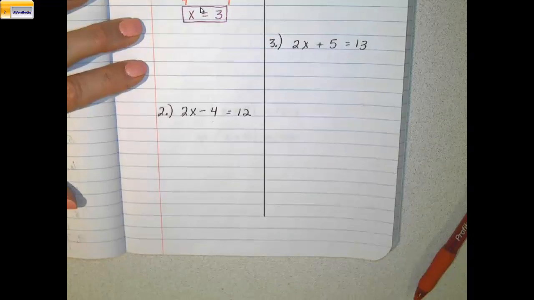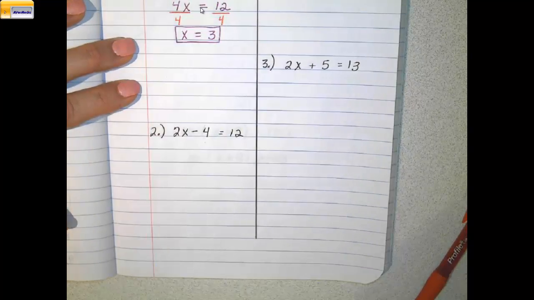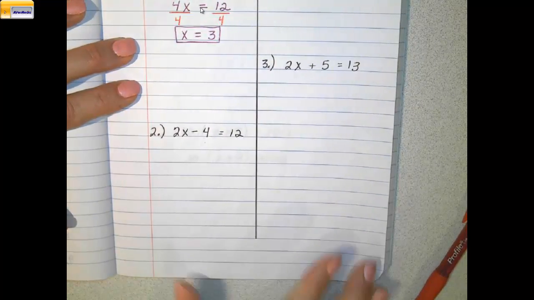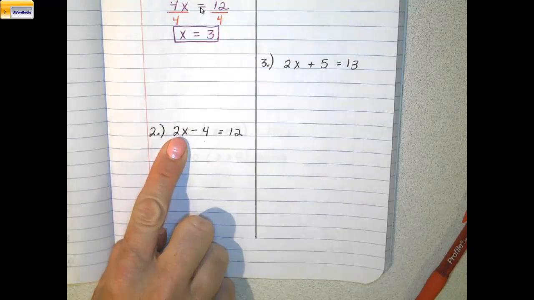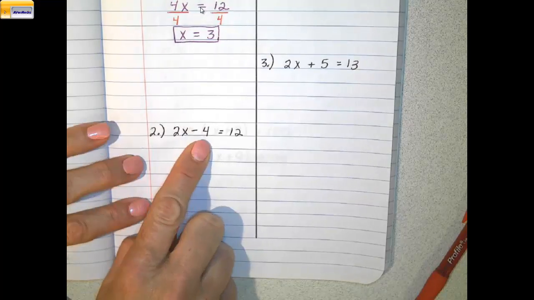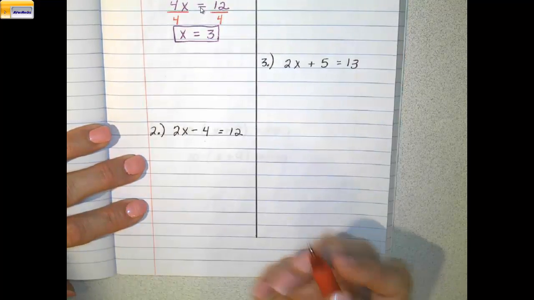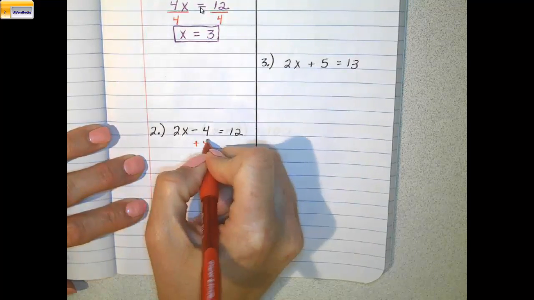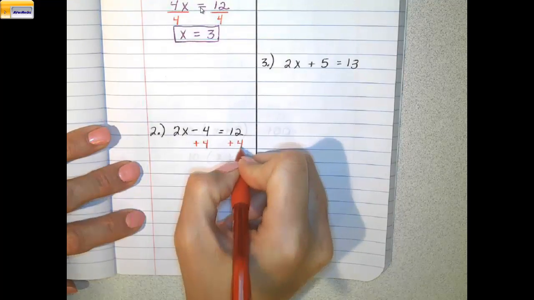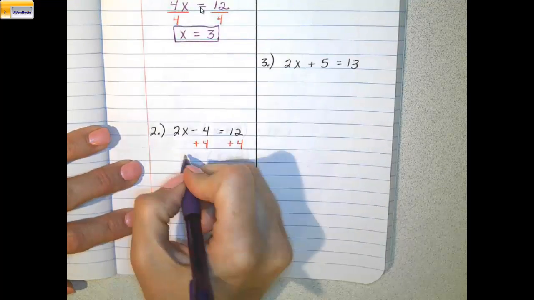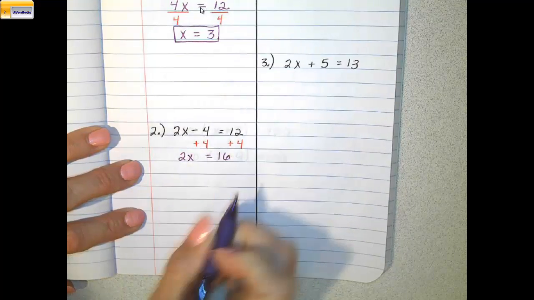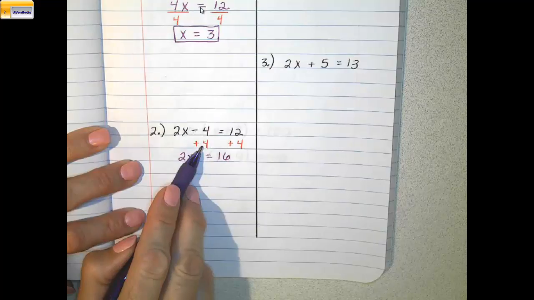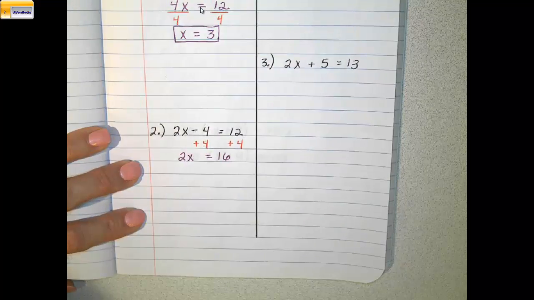In my second example, I have 2x minus 4 equals 12. I'm going to start by getting the x term by itself first. So to undo a minus 4, I'm going to use the inverse operation, add, and I'm going to add 4 to both sides. This gives me 2x equals 16, because -4 plus 4 cancels out to be 0. I now have 2x equals 16.